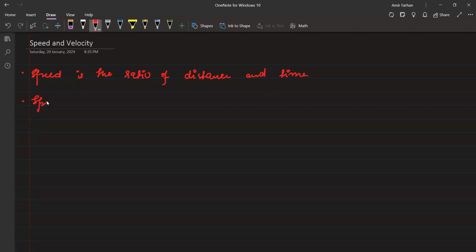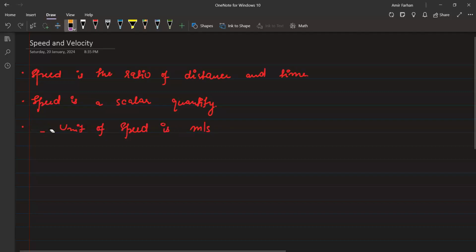Speed is a scalar quantity. It means that it only has magnitude. How many of you know scalar and vector quantities? What is scalar and what is vector? All of you, please let me know. SI unit of speed is meter per second. Okay, very good. Clear everybody?